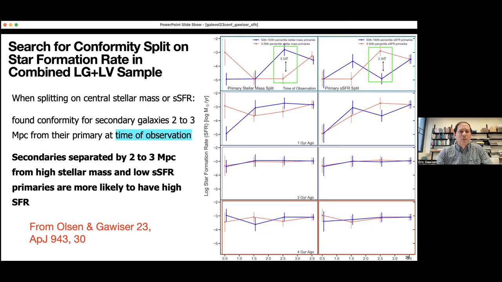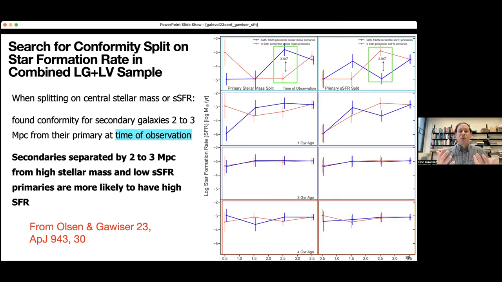We found that when splitting on the central stellar mass, or specific star formation rate, there's conformity for secondary galaxies. This is basically, you start at a primary, which is an isolated central, and then you look at the distance to all other galaxies in your sample and measure their properties. And finding these indications of conformity here and here, that it actually makes a difference, implied that secondary galaxies separated by 2 to 3 megaparsecs from high stellar mass primaries are more likely to have high star formation rates. The same statement holds for secondaries separated by 2 to 3 megaparsecs from low specific star formation rate primaries.